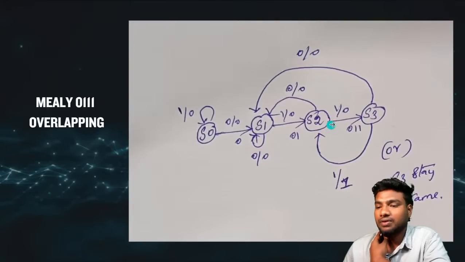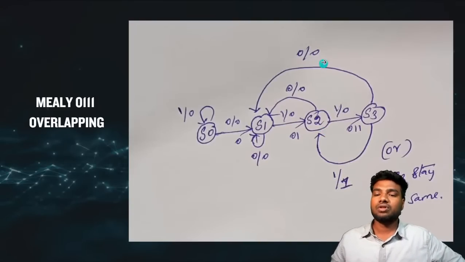Overlapping means it will move to some part of the sequence, like s1, s2, or s3. If, after successful detection of the sequence, it moves to the initial state, this is non-overlapping. If it moves to some part of the sequence, we can say this is overlapping. So there is a difference between both of them.